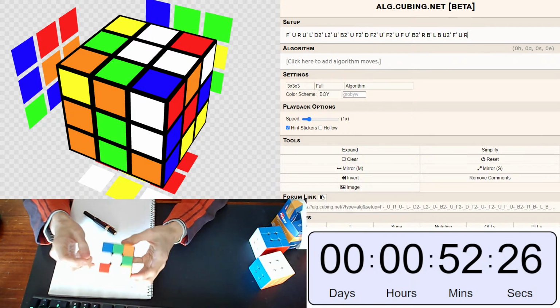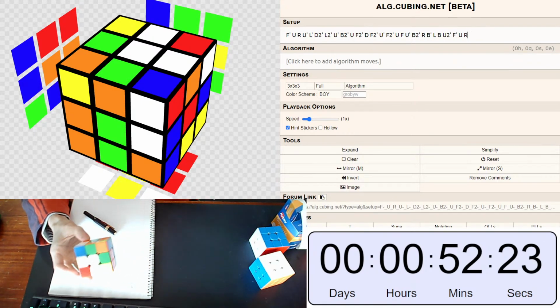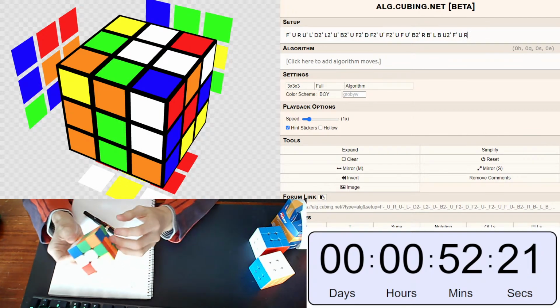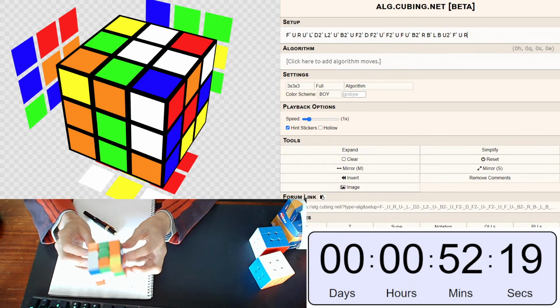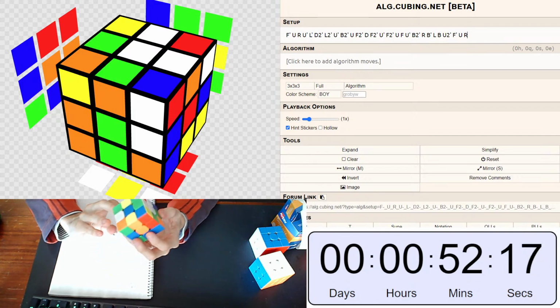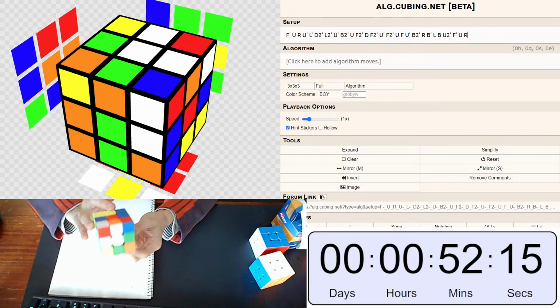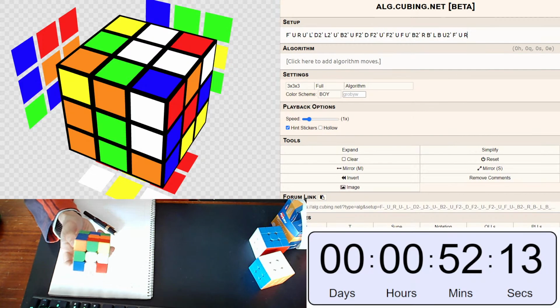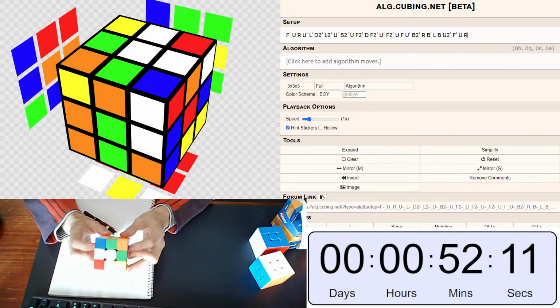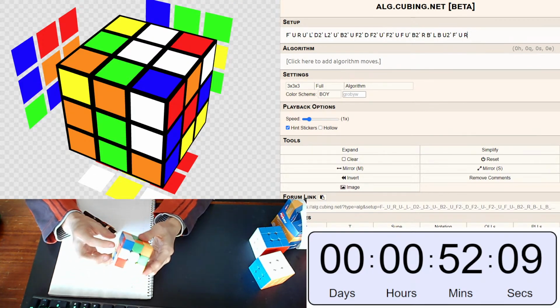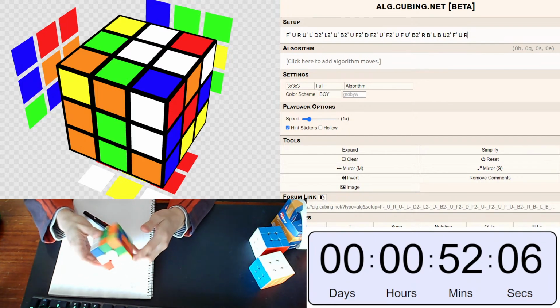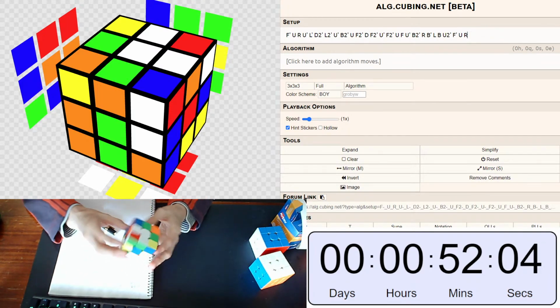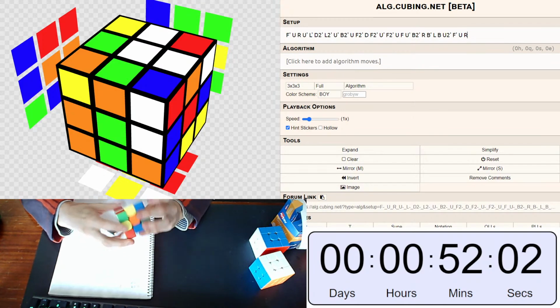Now I'm seeing if I have any better EOs on this inverse scramble. So the location of all the bad edges is what I'm looking for here. And these are in a worse location that I can't solve with 3 moves like on the normal scramble. So I think I'm just going to stick to the normal scramble.